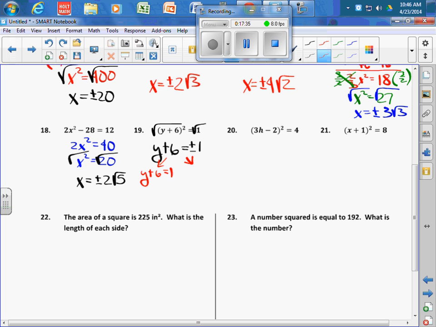Y plus 6 is equal to the positive 1, and then y plus 6 is equal to negative 1. When you subtract 6 from both sides, you get y is equal to negative 5. And when you subtract 6 on the second one, you get y is equal to negative 7. So negative 5 and negative 7.